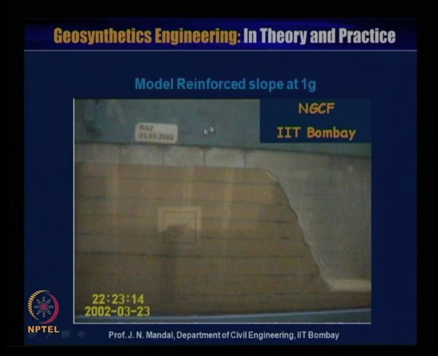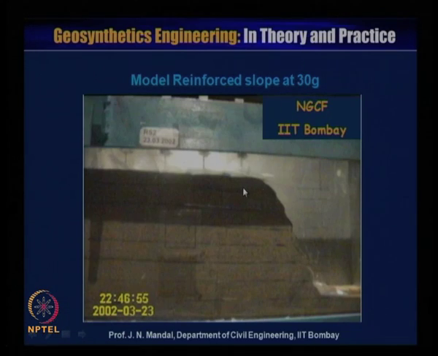This is the National Geotechnical Centrifuge Facility at IIT Bombay, and next the model reinforced slope at 30G. You can see what is happening in the model at 30G. Naturally, a slope failure may occur, but here it is not properly visible, but you can see a little bit more about this later.